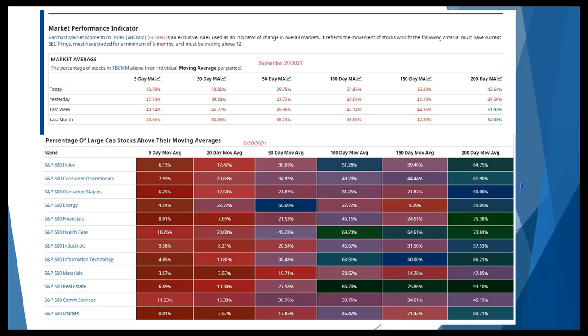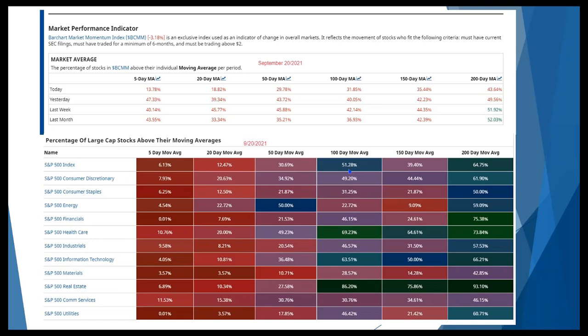And look down below there where it says percentage of large cap stocks and their moving averages. Again, look at the S&P, right? Only 6% were above their five-day moving average. That means 94% of all stocks in the S&P were below their five-day moving average. But again, let's look at a higher time frame. We can see that 100-day moving average, it's about 50-50. In other words, half above, half below.